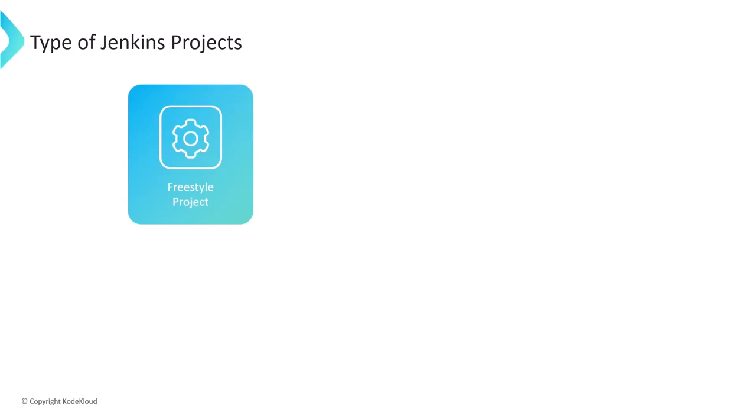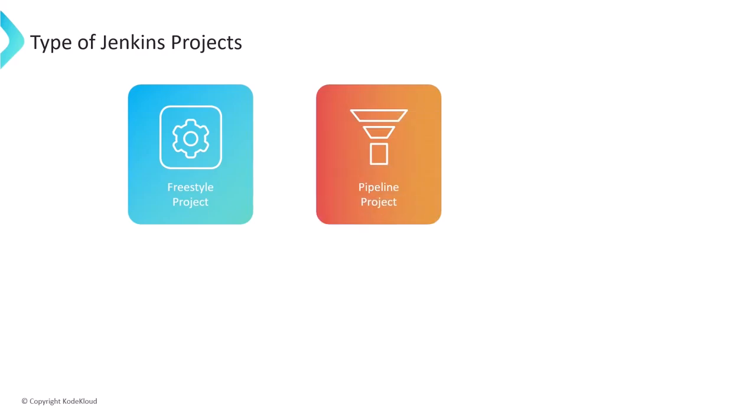It allows you to define custom build steps and configurations for any project, making it suitable for simple or unique needs. A pipeline project is a powerful approach that uses specific code to define the entire build pipeline. It includes stages, steps, and conditions for complex build processes and continuous delivery workflows.